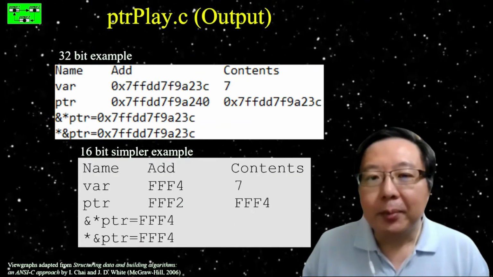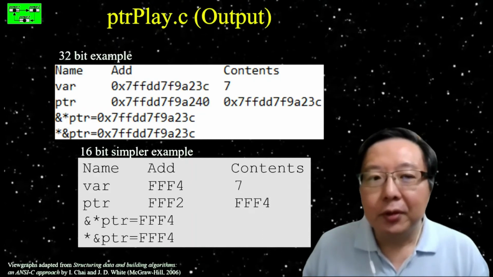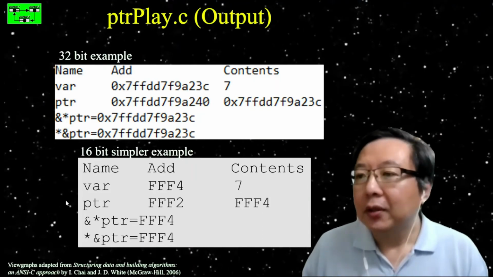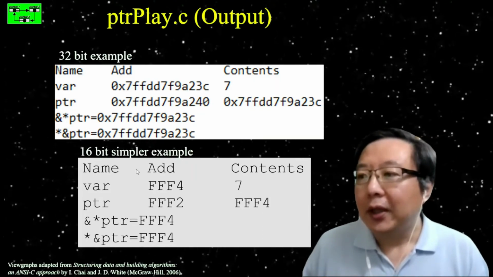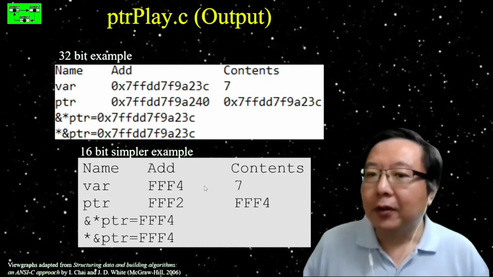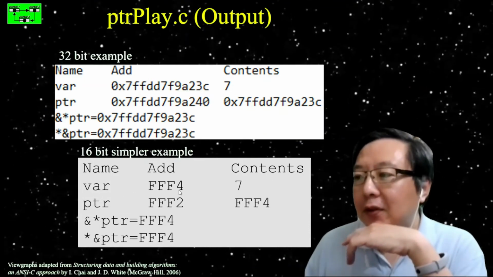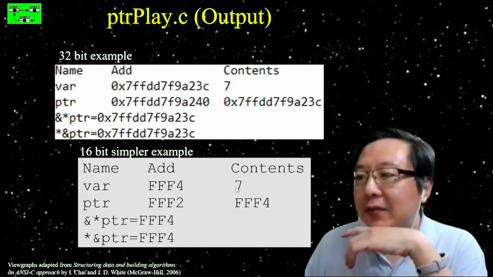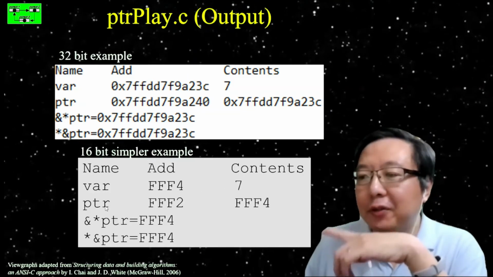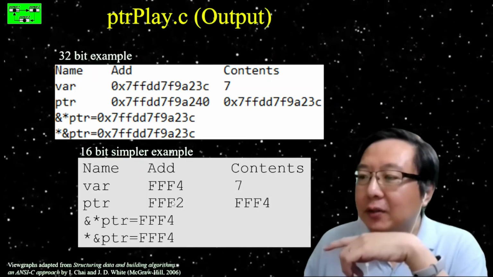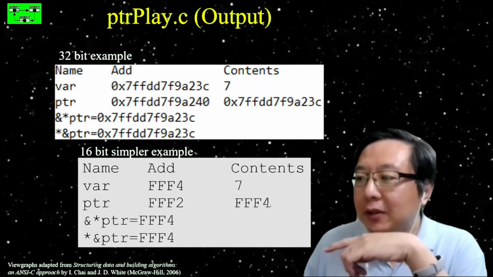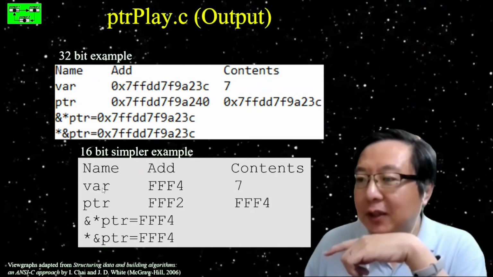Now let's examine more closely what happens when it prints out. First, we have the name, address, and contents like before. And here we have var is at FFF4 with the contents of 7. PTR, you remember, we pointed to var. So although it's at FFF2, its contents is FFF4, which is the address of var.